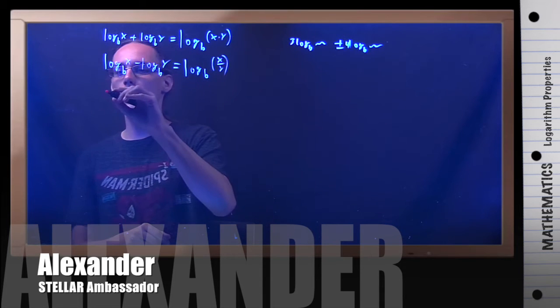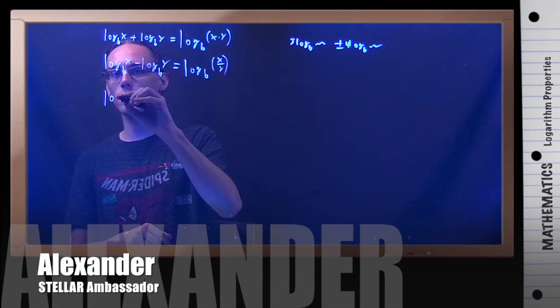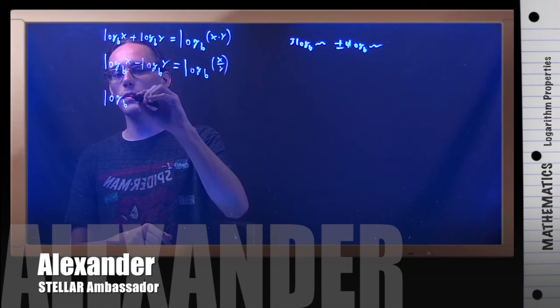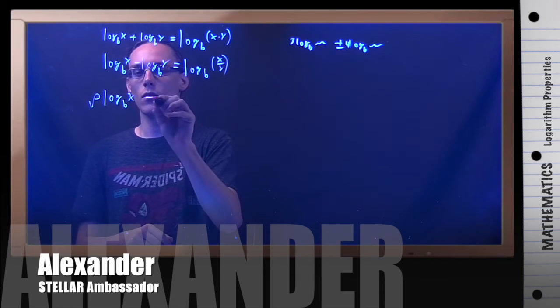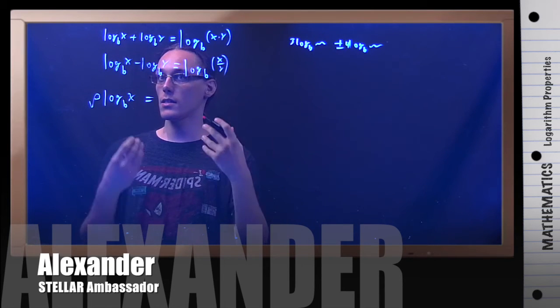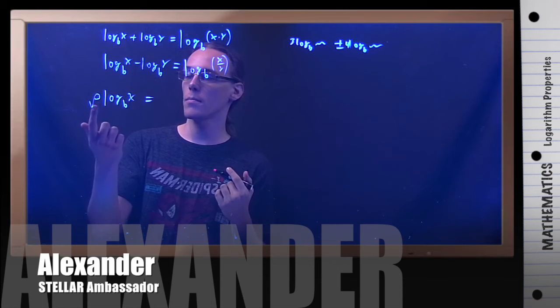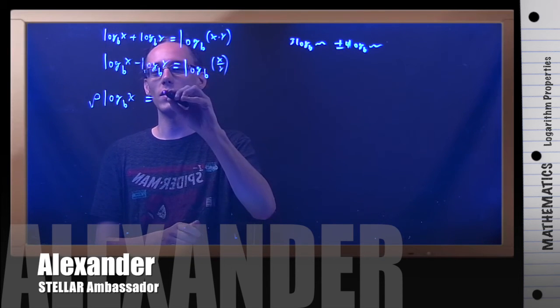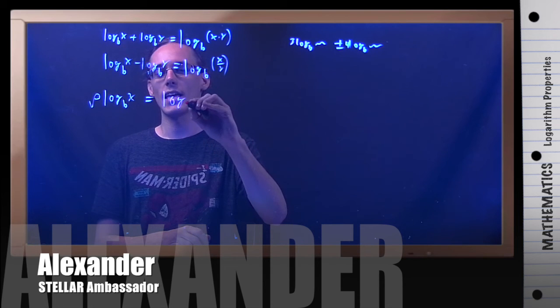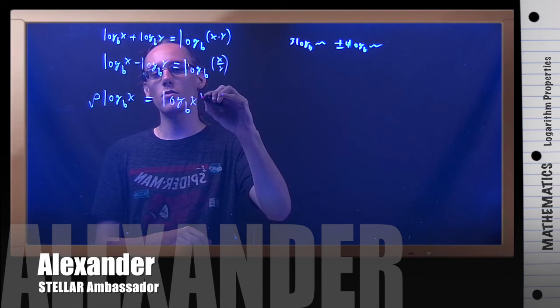Now the last one is, say you had log base b of something, and when we had a number in front, I'll call it p. Well, what you could do to get everything inside the log is you could actually put this p for power, see what I did there? You could raise it up to the x. So this would be log base b of x to the p.